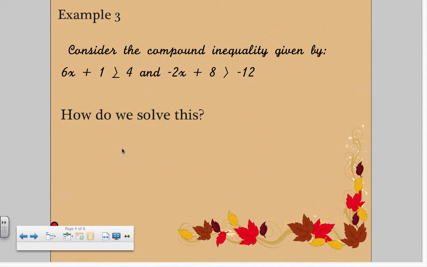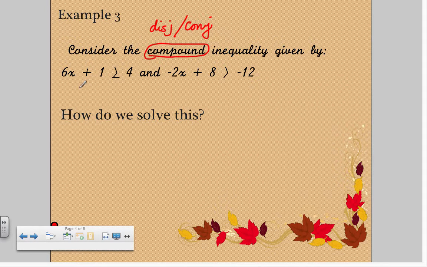Example 3. Consider the compound inequality. Okay, there's the word compound. When I see the word compound, immediately I've got to know this is either a disjunction or a conjunction. It's part of math. I got to discern. I got to make up my mind.